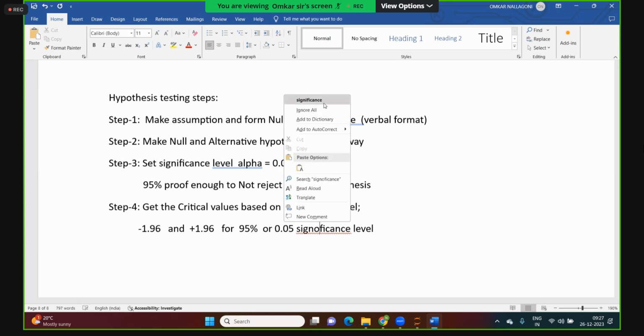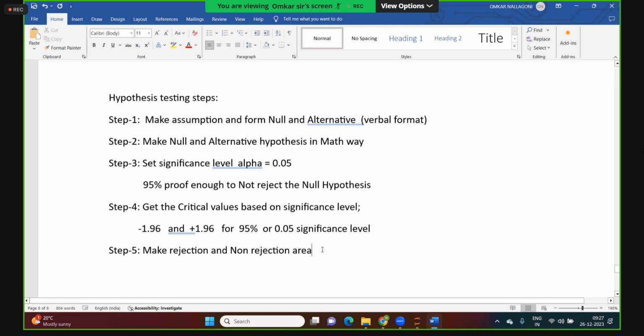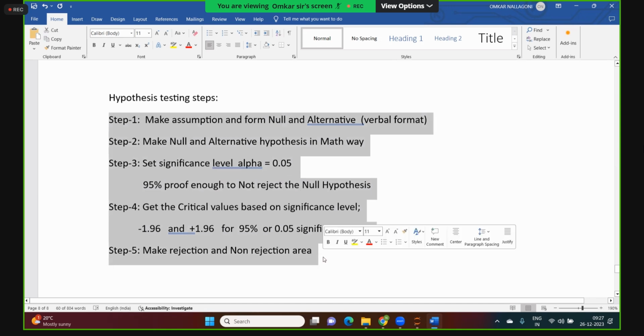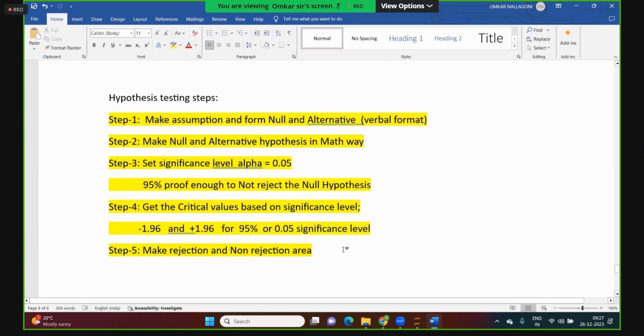And tell me the other step, the fifth one. Step 5 is to make the rejection and non-rejection area. So these 5 steps are nothing but our setup. In any problem, you need to make these 5 steps. Not only that, he can ask on null hypothesis testing not related to statistics. It is all nothing but hypothesis testing.